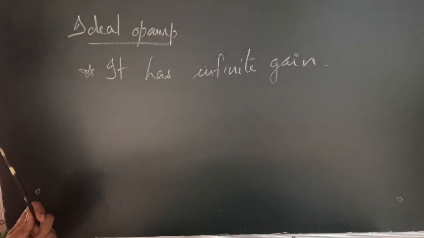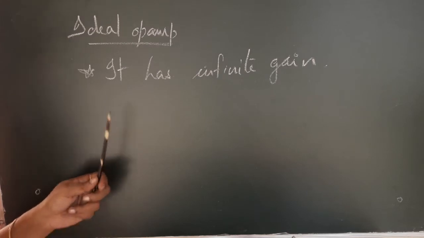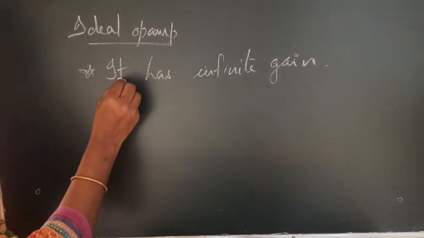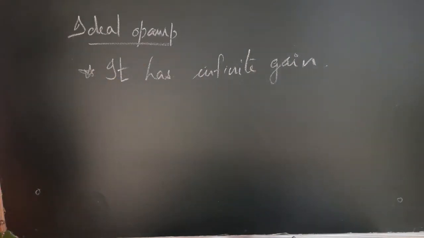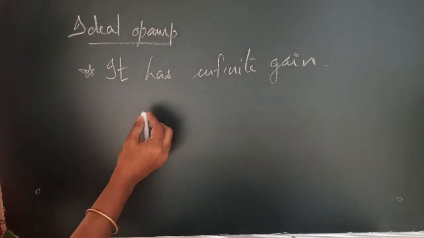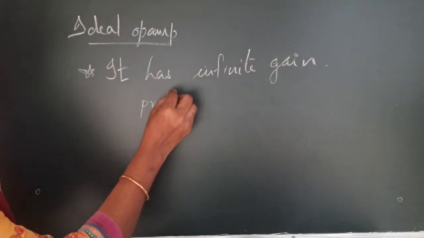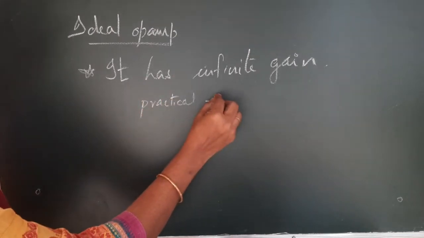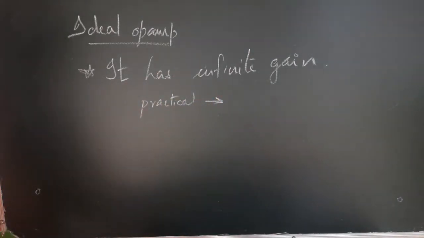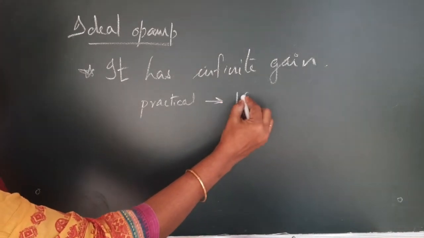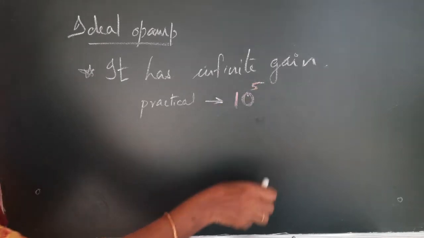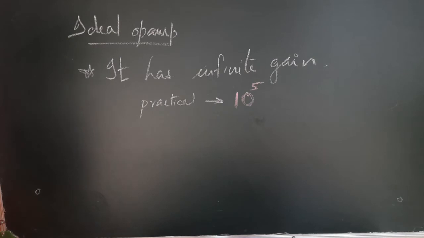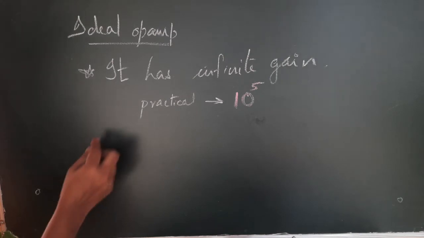So, now let us discuss about an ideal op-amp. You expect, or theoretically you can say, an ideal op-amp has infinite gain. That is, gain is very high. When speaking of the practical case, it is not possible to have infinite gain, but you will have a very high voltage gain of the order of 10 raised to 5. You will have a gain in the order of 10 raised to 5. So, that is a very high value. This is a voltage gain possible for an op-amp.